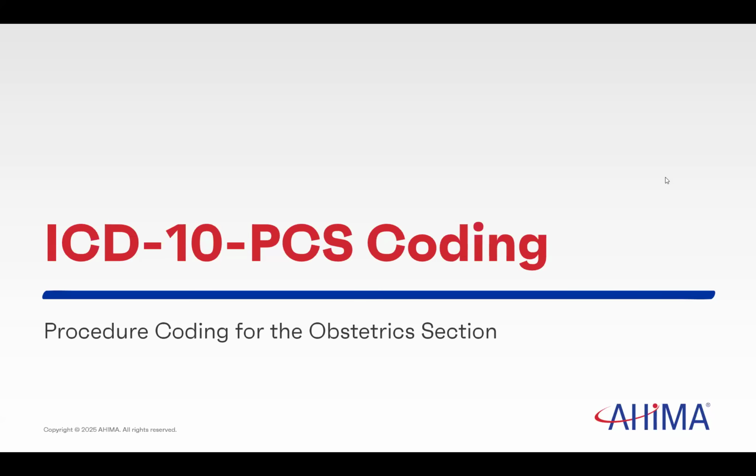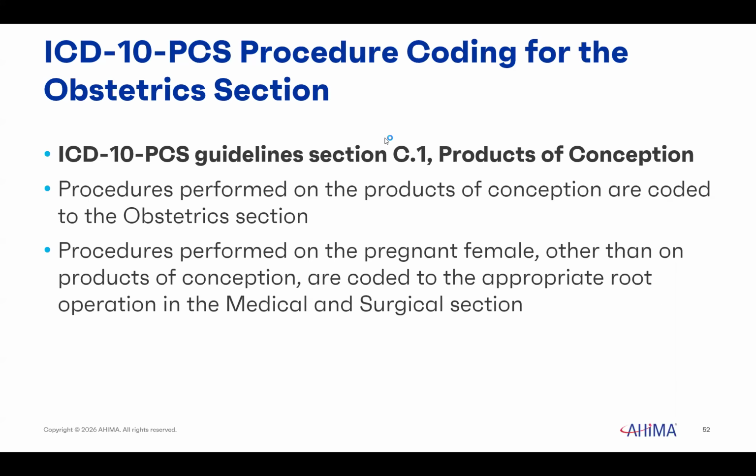Okay, and up to this point, we've been looking at some root operations, the same type of structure, the same 7 characters, but these tables you'll note are a little bit more OB specific. One of the things that puts some people off is mentioned in guideline C.1, which is the term products of conception. A lot of these procedures are performed on the products of conception.